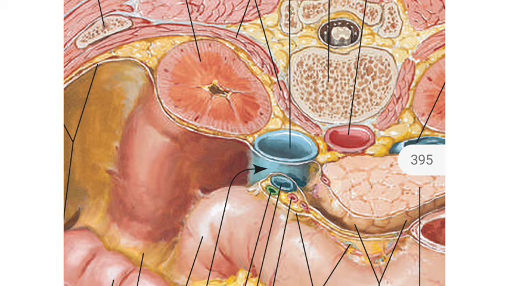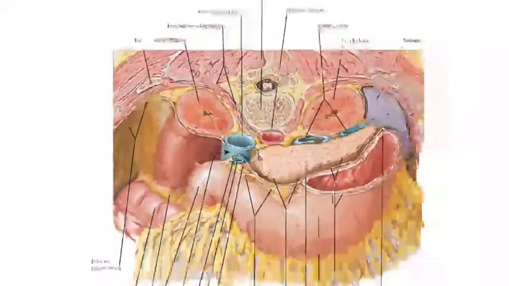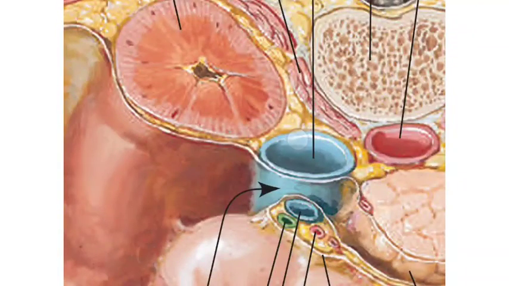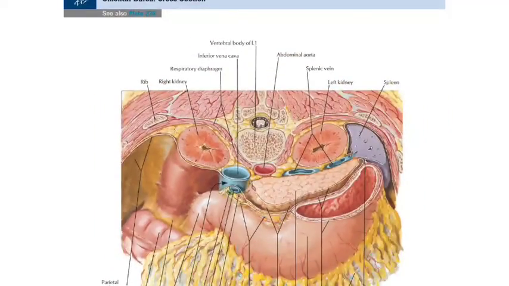So you can remember the relations. The relations are portal vein, then bile duct, hepatic artery, then gastroduodenal artery, then comes the epiploic foramen. Behind that we can see the inferior vena cava. You can very well see the inferior vena cava over this region.